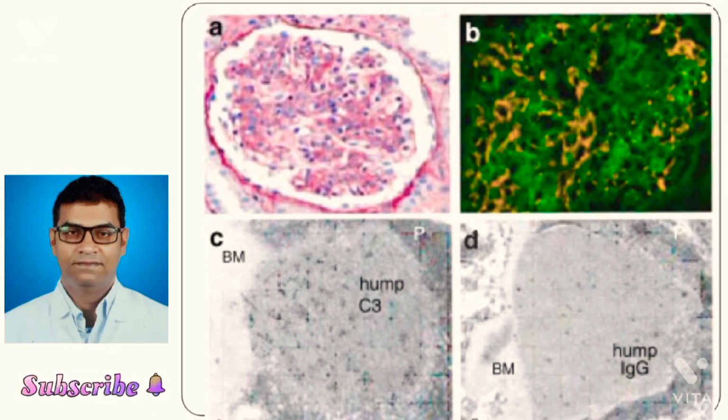On immunofluorescence microscopy, granular deposits of IgG and C3 are seen in the mesangium and along the GBM. Coming to electron microscopy, discrete amorphous electron dense subepithelial deposits or humps are seen.